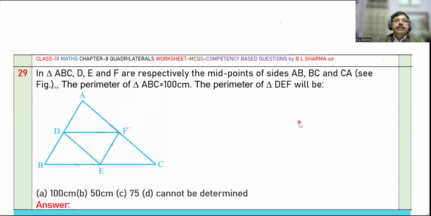In triangle ABC, D, E, and F are respectively midpoints of side AB, BC, and AC. And the perimeter of triangle ABC, means AB plus BC plus AC, is 100 centimeter. We have to find out the perimeter of triangle DEF. Means we have to find the perimeter of this triangle. By midpoint theorem we know that EF is half of AB, DE is half of AC, and DF is half of BC.